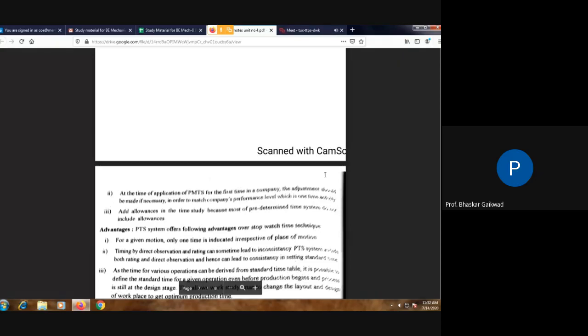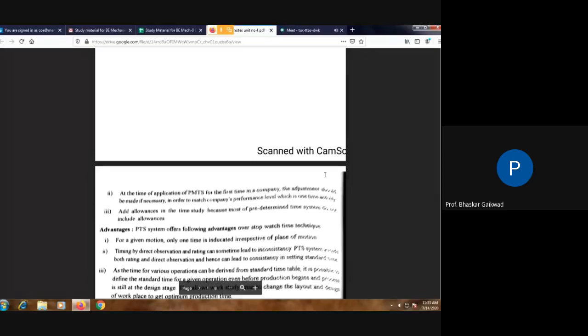Third point is there, add the allowance in a time study, because most predetermined time studies do not include allowances. So here you can add the allowances, because in most predetermined motion times the allowance is not added. Which type of allowance? Maybe your personal allowance, related allowance. So that you have to add.